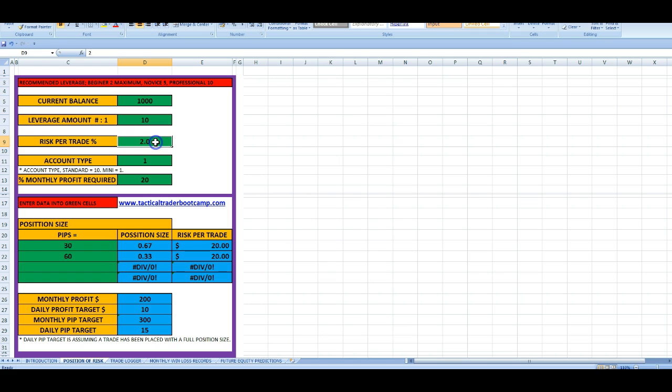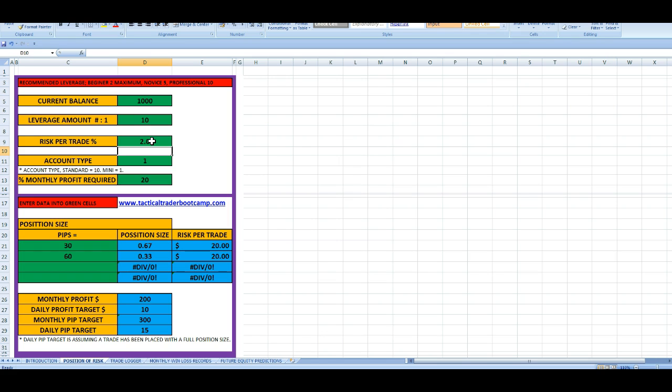Risk per trade. Every trade that you place has a certain element of risk involved. You have to decide what percentage of your account you want to risk per trade. I would recommend that if you're starting out and you're a new trader, you start off at 1%. As you get on a little bit, you might want to put that up to 2%. Only if you're very on top of your game and know what you're doing, I recommend that you put it up to 3%.